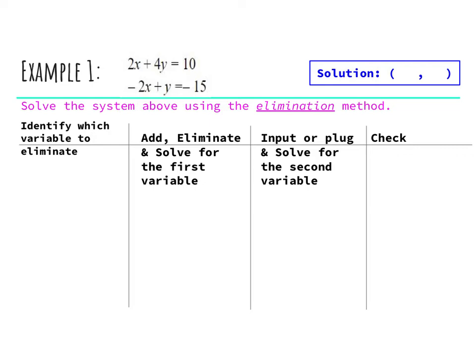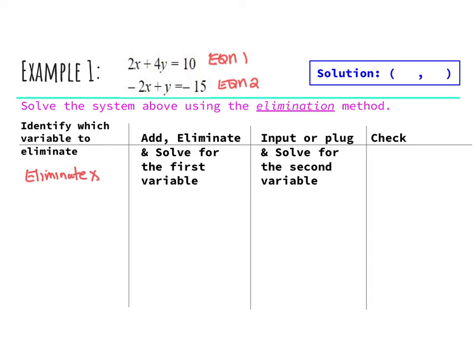So let's look at an example. Example 1 says solve the system above using the elimination method. So we have two equations. We can call the first equation equation 1 and the second equation equation 2. So which variable should we eliminate? Well, we see that the variable x has a coefficient of 2, but the signs are opposite. So we can go ahead and eliminate x. So the variable to eliminate is x.